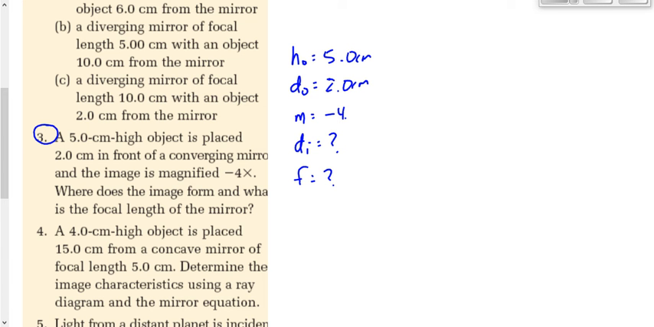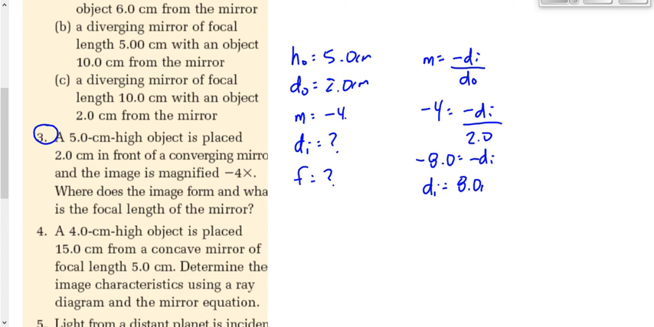Okay, you know what? I'd love to use 1 over F is equal to 1 over DO plus 1 over DI. And I think ultimately I'm going to have to do that. But I need 2 variables to do that, and I don't have 2 right now. So let's try my other equation. M is equal to negative DI over DO. M is -4, so -4 equals negative DI over 2. Negative 8 gives me negative DI, so DI would be positive 8, right? Where does the image form? 8 centimeters.